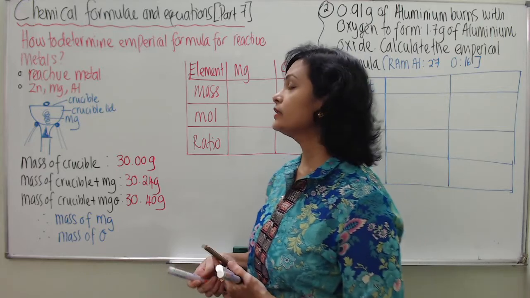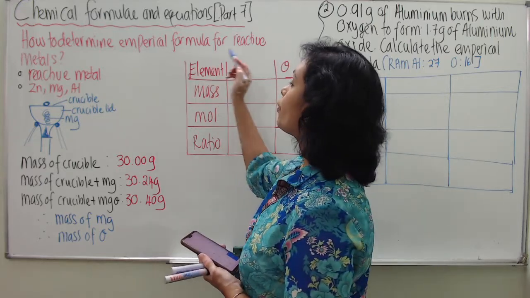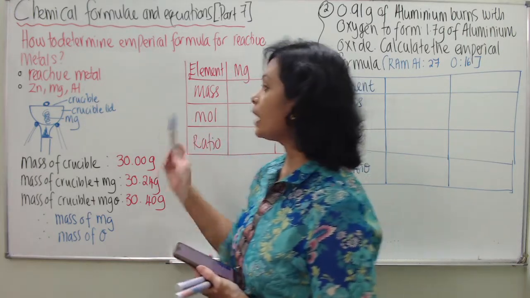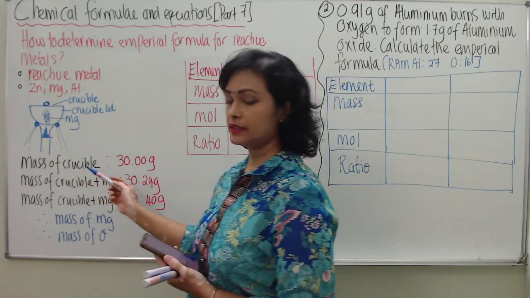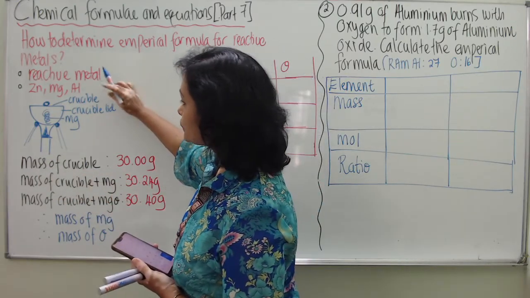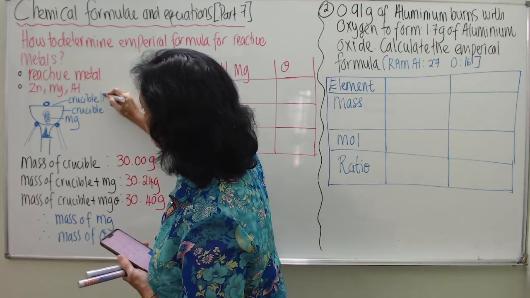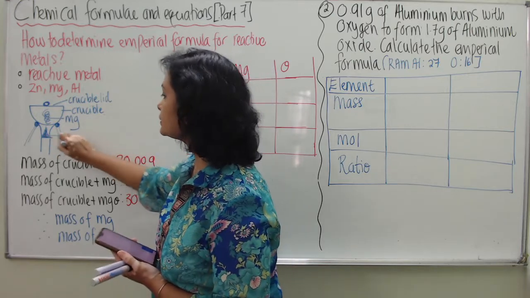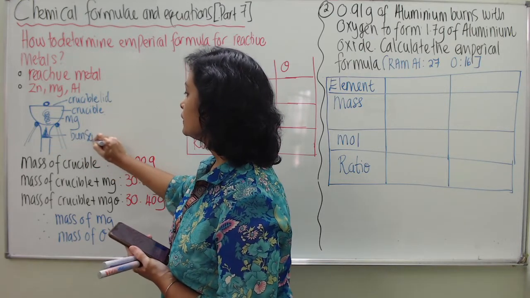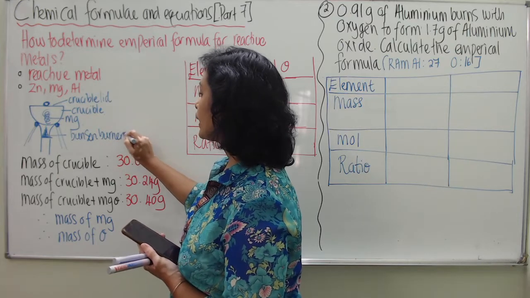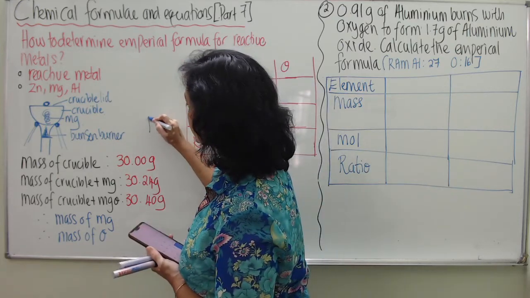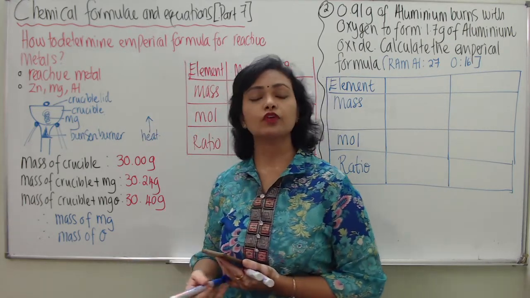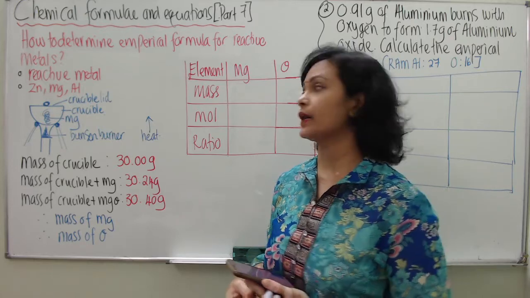Now let's start. How to determine the empirical formula for reactive metals such as zinc, magnesium and aluminium. This is the setup of apparatus where students must label: crucible lid, crucible, magnesium, and this is the Bunsen burner. Or students can directly draw it like this and label it as heat. So there are two ways for students to label this apparatus.